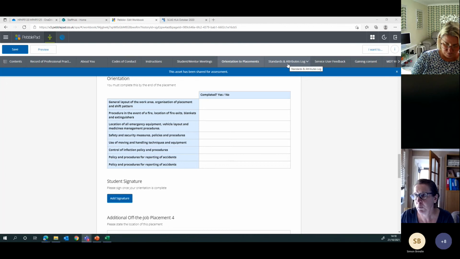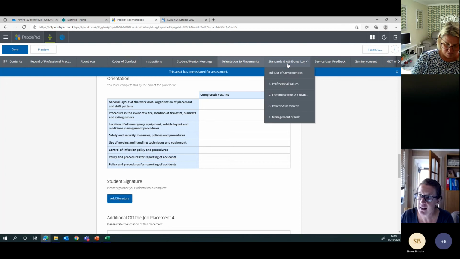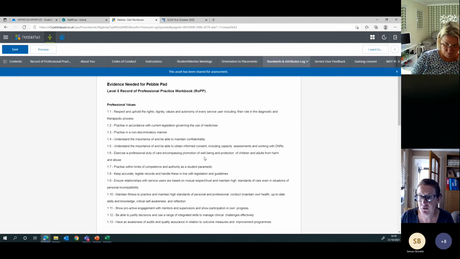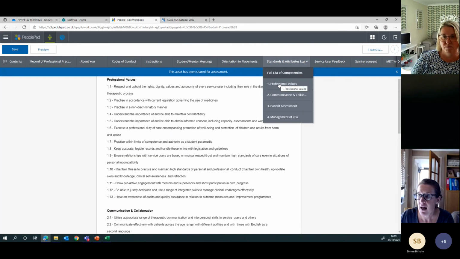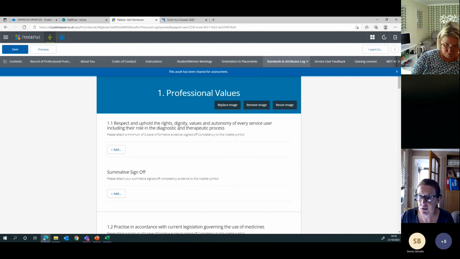So on the road in their practice placements, these again are the competencies that they will be evidencing against. Again, right at the beginning, there is a full list of competencies that they need to go through. There's a quick reference list there that they can have a look at. And then, as I said, this is more related to their conduct, their values and things like that.